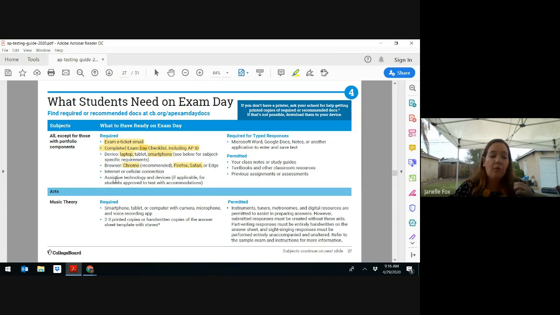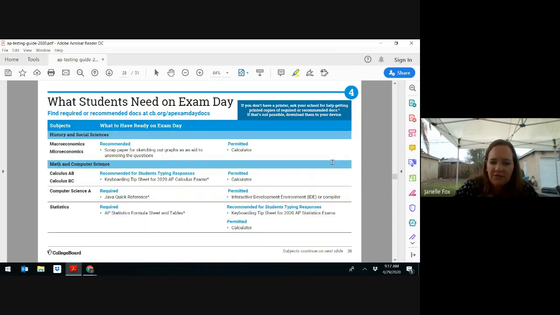And if you want to have your calculator or other stuff on the side, that's cool. And remember, guys, look at these permitted things. You can have any class notes, study guides, your book out, and previous assignments or assessments. The thing is that you really have to know your stuff, right? You don't want to be on test day trying to find stuff. That's going to be crazy business. So you want to be ready to go as best as possible.